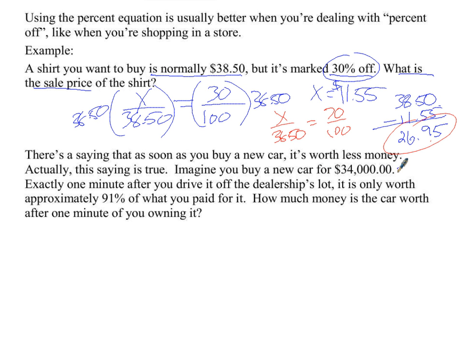Imagine you buy a new car for $34,000. Then it says exactly 1 minute after you drive it off the dealership lot, it's only worth approximately 91% of what you paid for it. And that is the actual number. The car that you just bought is now worth 91% of what you just paid for it. So if you drove it one block and stopped and sold it to somebody else, they would only have to pay about 91% of what you paid for it. So the question is, how much money is the car worth after 1 minute of you owning it?